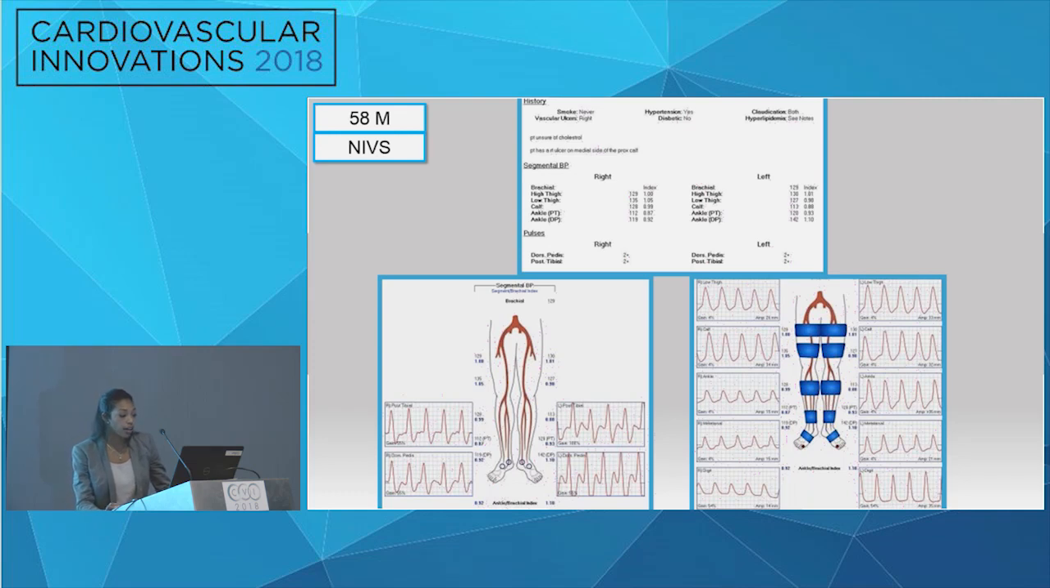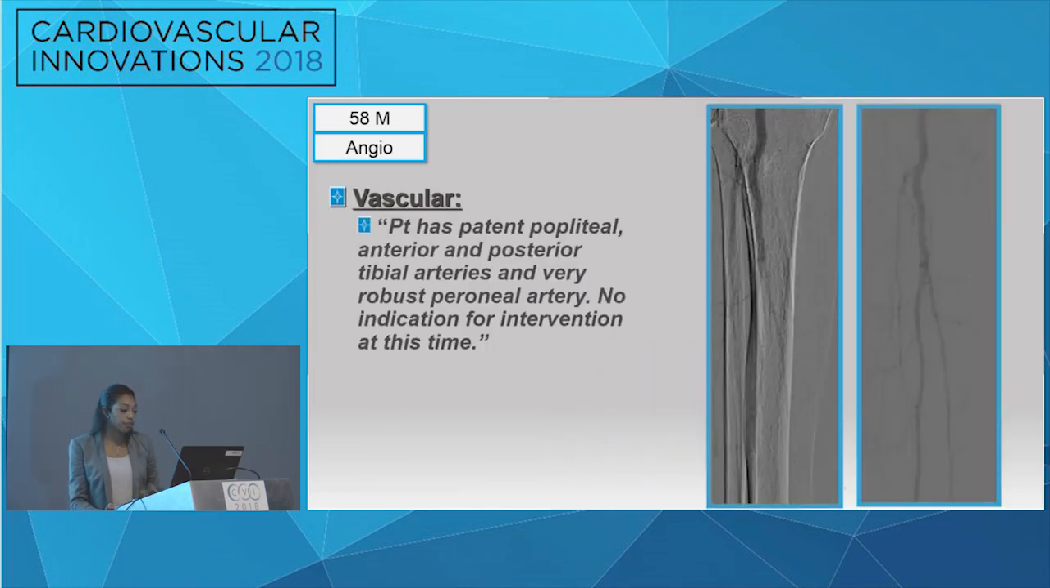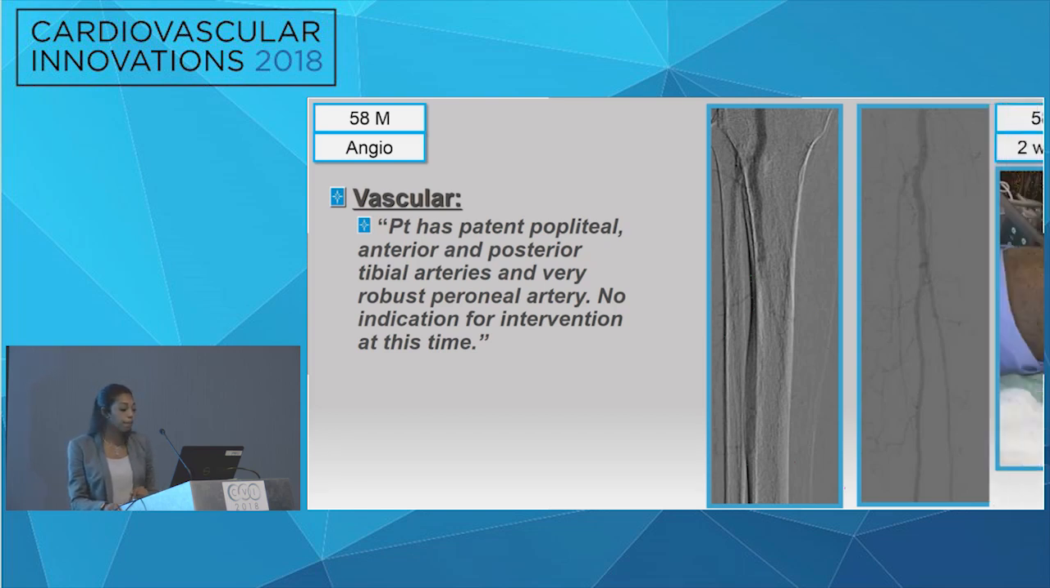So these are his ABI results. As you can see, there's no significant drops between the segments. Unfortunately, his ABIs were not terrible. They're pretty much within normal ranges. And his waveforms are normal with a preservation of that dicrotic notch. The patient did ultimately get an angiogram. As you can see, he does have 3-vessel runoff and no intervention was indicated at that time.